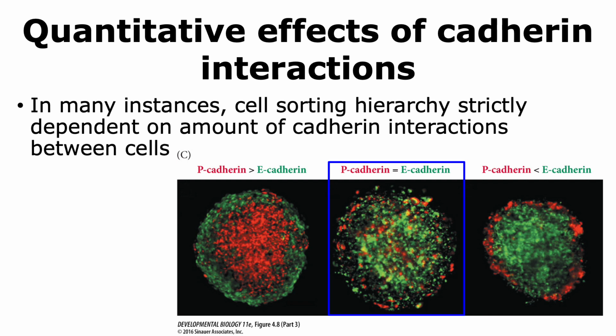If we have equal interactions between P-cadherin and E-cadherin, then we do not see the migration of cells and they are uniformly distributed. However, if the P-cadherin cells, which are in red, are less expressed than the E-cadherin cells that are in green, then the E-cadherin cells tend to be internal while the P-cadherin cells are on the periphery. Thus, depending on how many cadherin molecules are expressed, cell migrations can be determined.